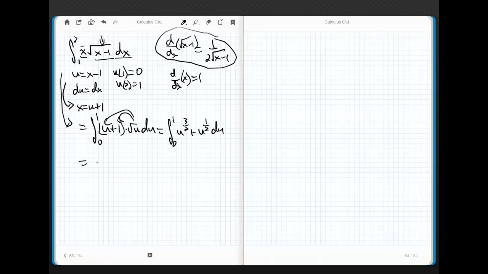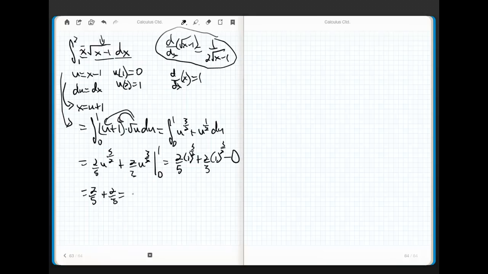The antiderivative of u to the 3 halves is 2/5 u to the 5 halves plus 2/3 u to the 3 halves, right? I just added 1 and divided. That one's easy. And this is going to be from 0 to 1. Now this one's nice because the 0 just makes everything 0. So I'm going to get 2/5 times 1 to the 5 halves plus 2/3 times 1. I know you guys, I don't need to write this. And then, of course, minus 0, because when I stick 0 in for both, I get 0. This ends up being 2/5 plus 2/3, right? What is that? 6 plus 10 is 16/15. And that's my answer. Isn't that fun?